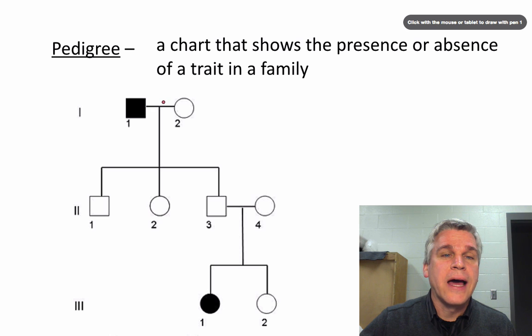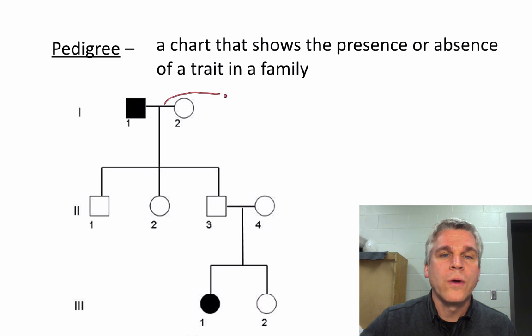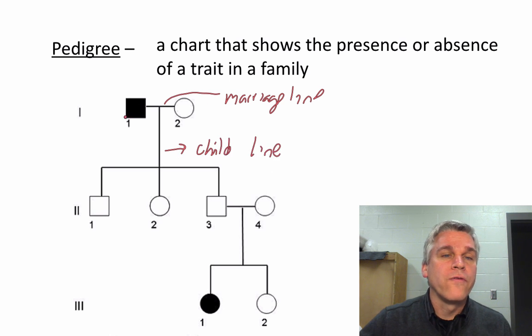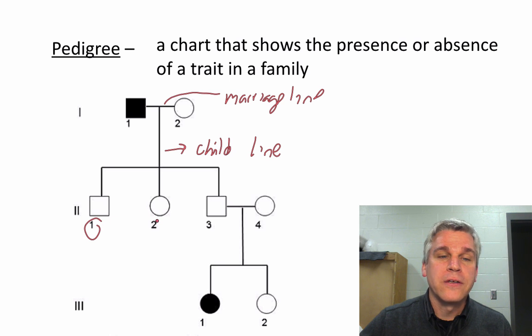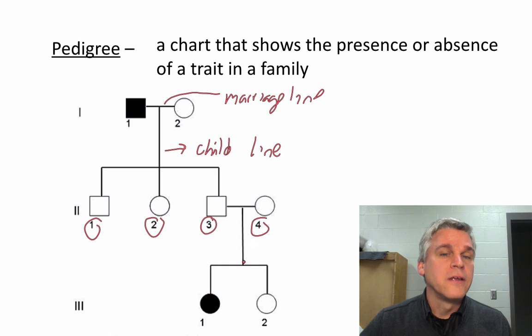We also see a bunch of lines. So anytime we see a line between a circle and a square, that is known as a marriage line. And the lines coming down off the marriage line are the child line. So we would know, for instance, that these two parents had 3 kids. Now these are also arranged in order of birth. So we know that this one is the oldest, there's the middle child, and there's the youngest. And the youngest is married to someone else, and they have 2 kids.